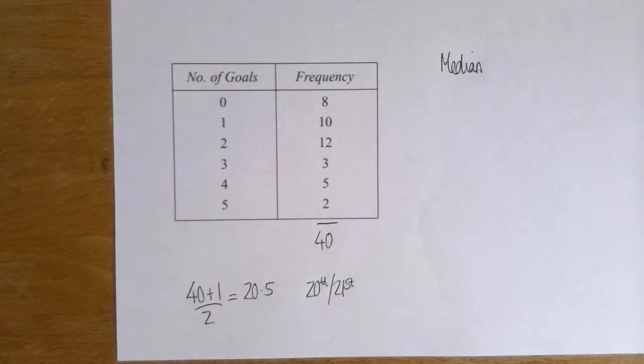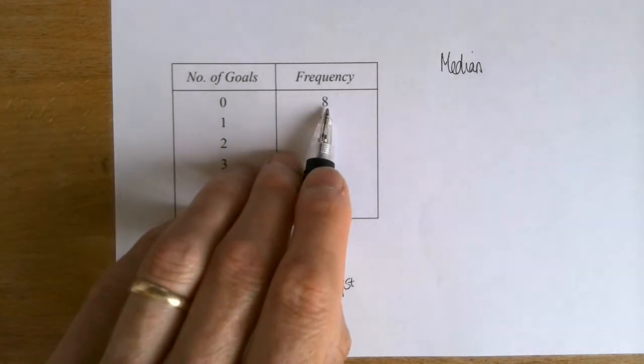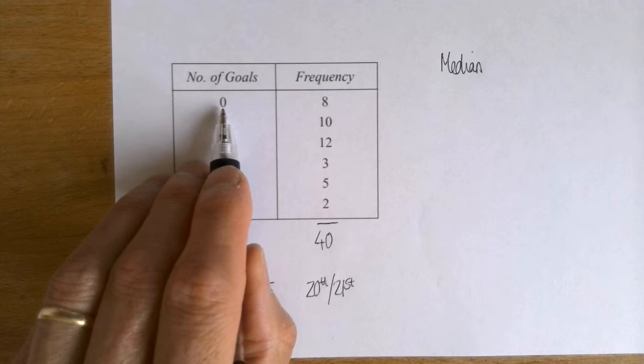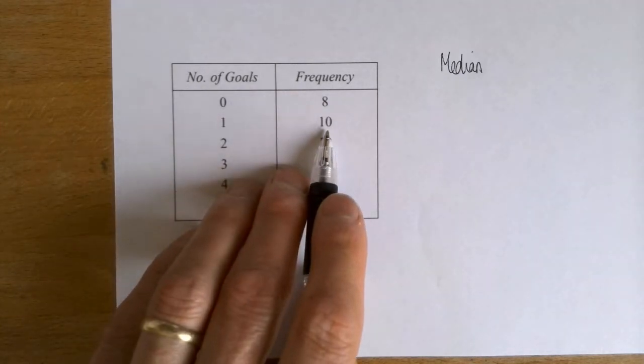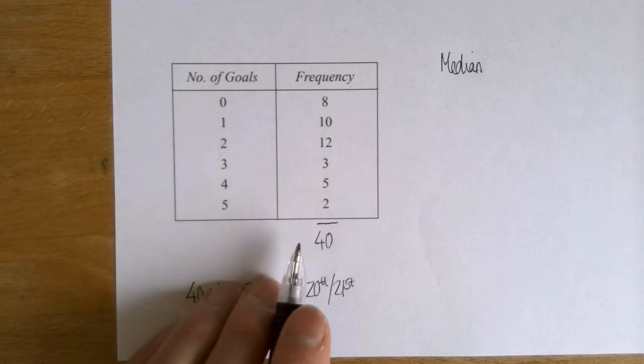Well, what you've got to imagine is this. Imagine every game lined up in order of the number of goals. So at the beginning, I don't know how you can get a game to line up, perhaps you've got the football from each of those games. So at the start of your list, you'd have the 8 footballs from the games where no goals were scored. You'd then have the 10 games where 1 goal was scored.